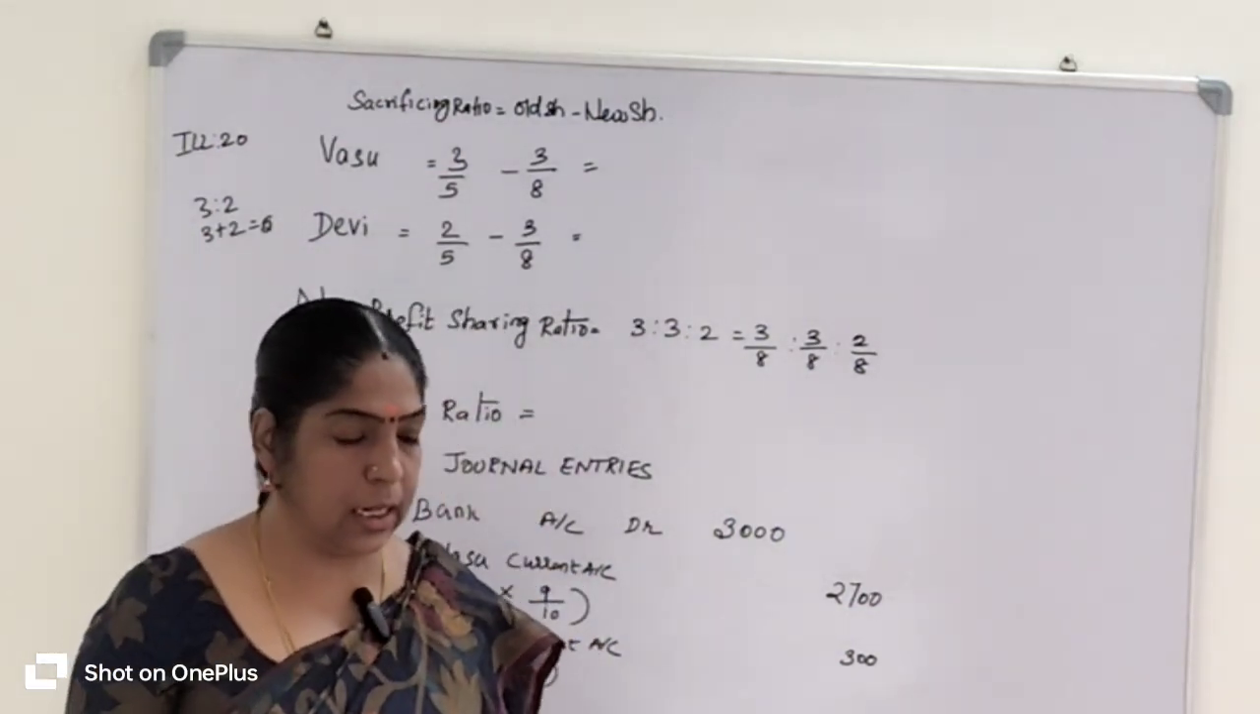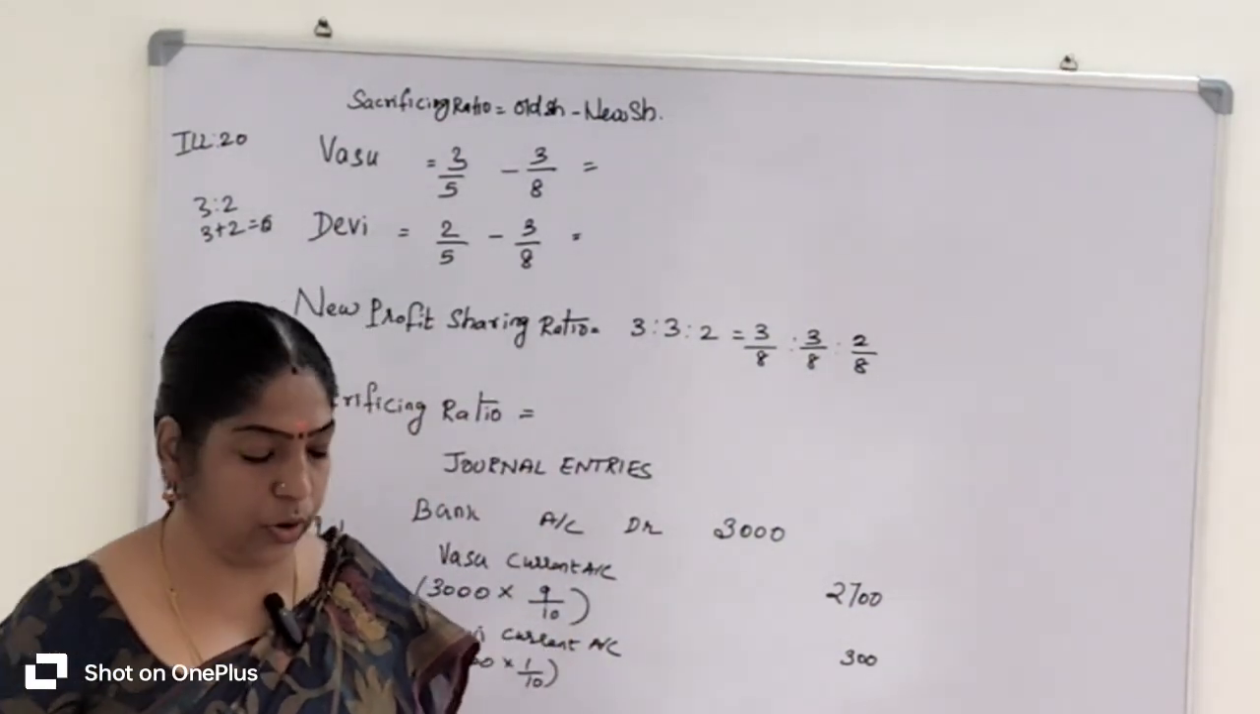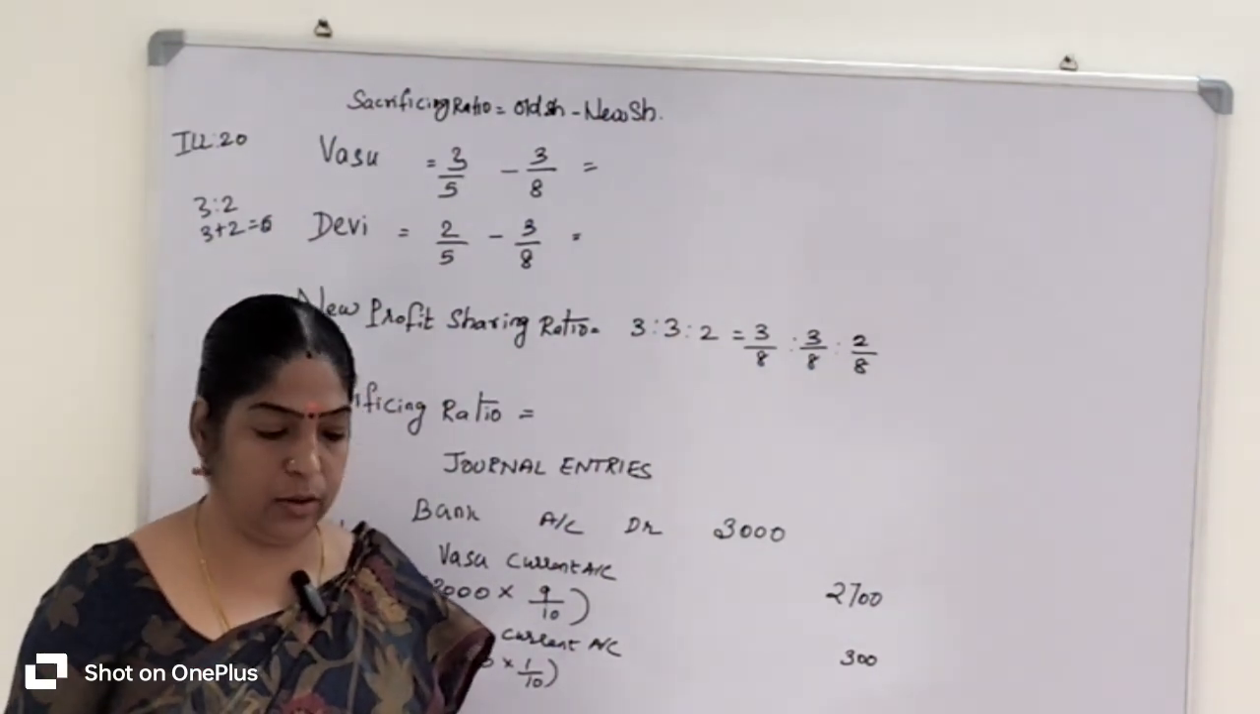Hi students, 12th Standard Accountancy, Chapter 5, Admission of Partner, Illustration 20. Let's read the question first.